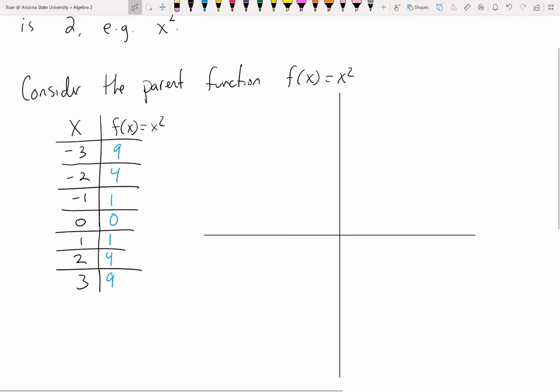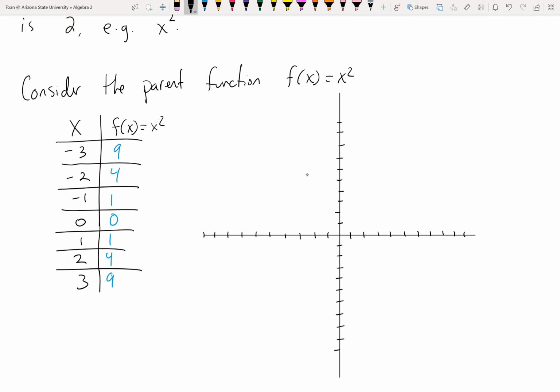Okay, so let's go ahead. I'm going to try to do a 10 by 10 grid. Okay, and then just go ahead and plot the points.